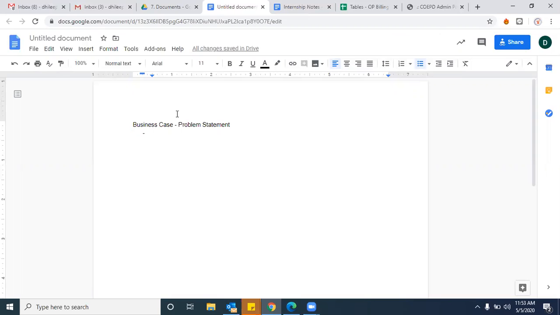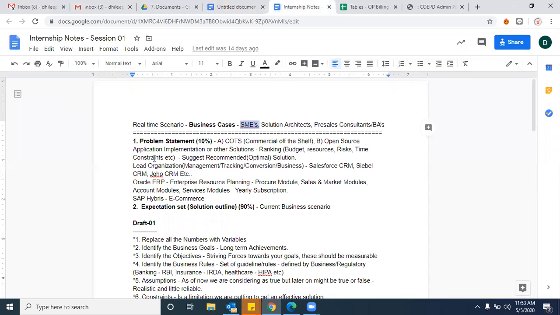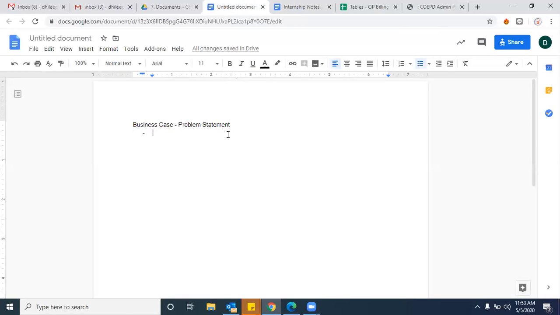Of course, there are two types of business cases. That is what I discussed. One business case will talk about the problem statement and the recommended and the optimal solution. And one business case will straight away give you in short the expectation set, like the outline. Like HMS, yes. Already I've shown one scenario, right? This other scenario, now I'm explaining to you. Clear on this, guys?